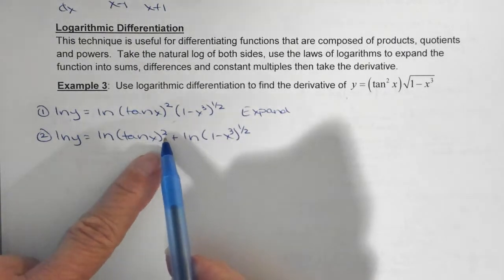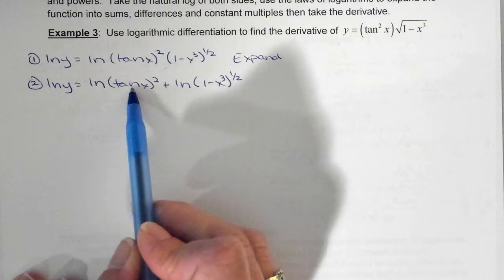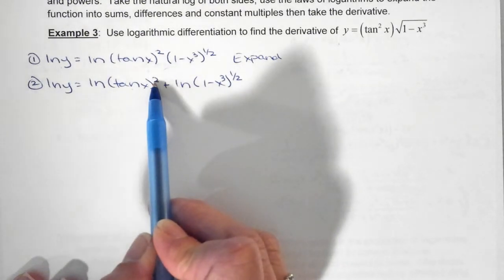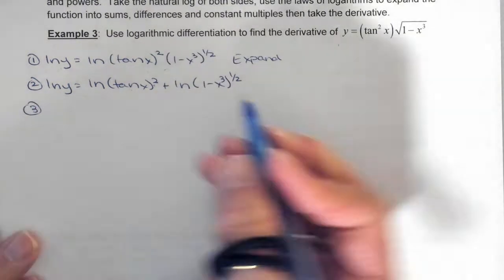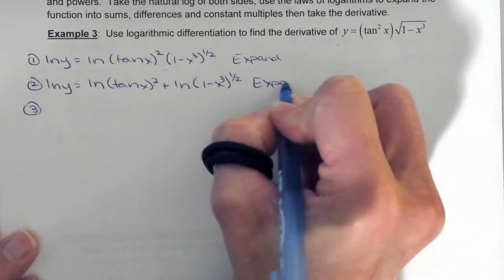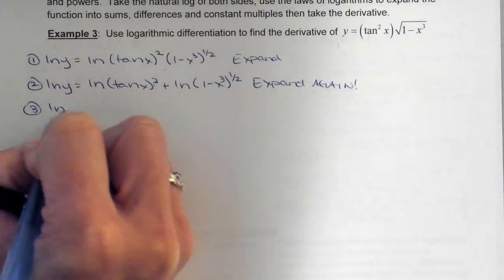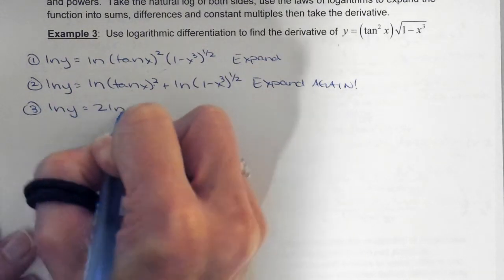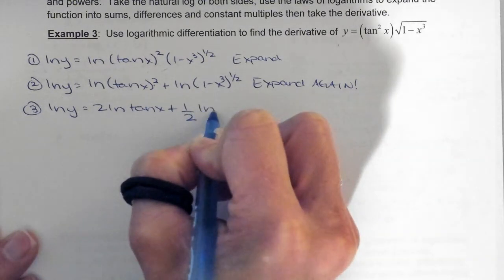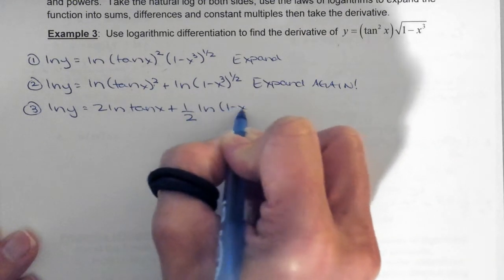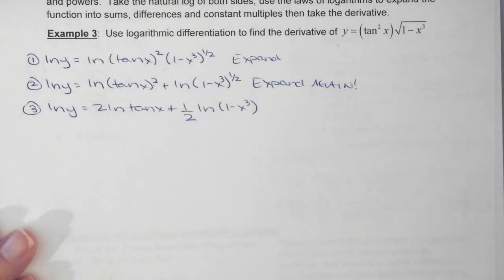I can still expand this even more to make my life a little bit easier. Because if you're taking the natural log of something to a power, where does that exponent go? It jumps down in front. So in my third step, still not taking the derivative yet, I'm still expanding again. You've got the natural log of y is equal to 2 natural log of the tangent of x plus 1/2 natural log of the quantity of 1 minus x cubed. I can't really expand anything else.